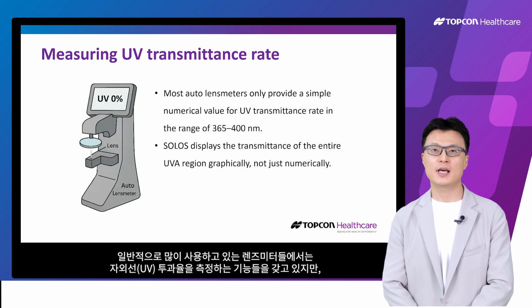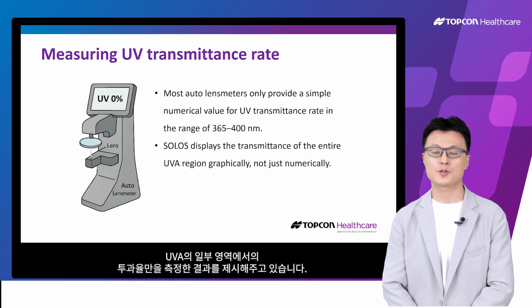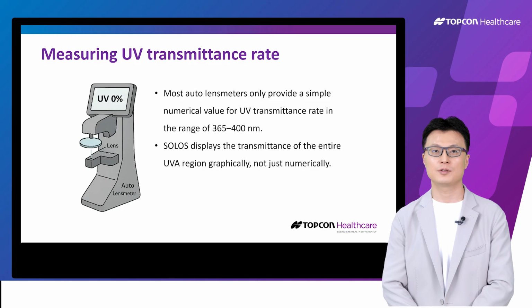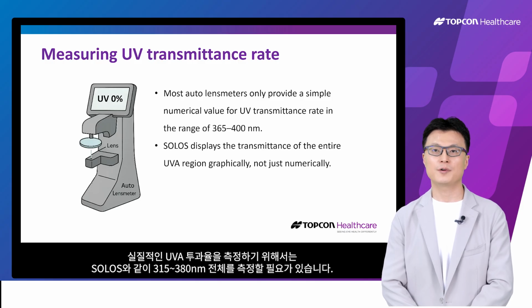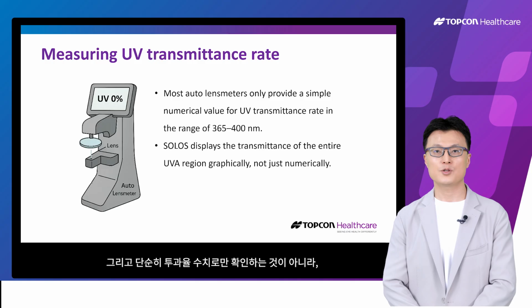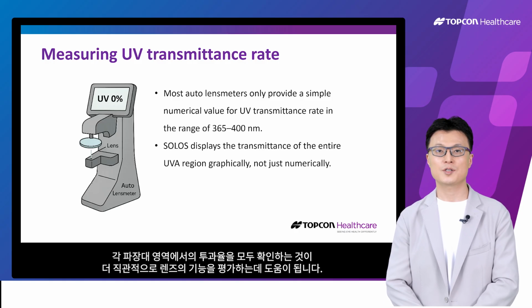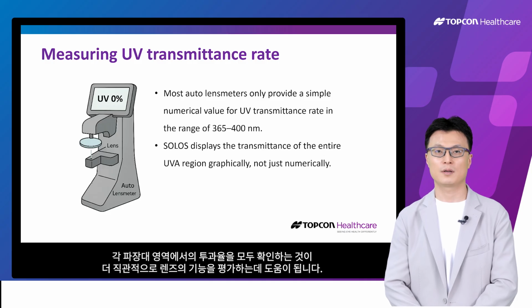Most commonly used lens meters can measure UV transmittance, but they often only provide results for certain parts of the UVA range. To get a truly accurate reading of UVA transmittance, you need to measure across the entire 315 to 380 nanometer range, like SOLOS does. It's also more intuitive to check transmittance values for each wavelength band, rather than just relying on a single number, because it gives you a clearer picture of how the lens is performing.